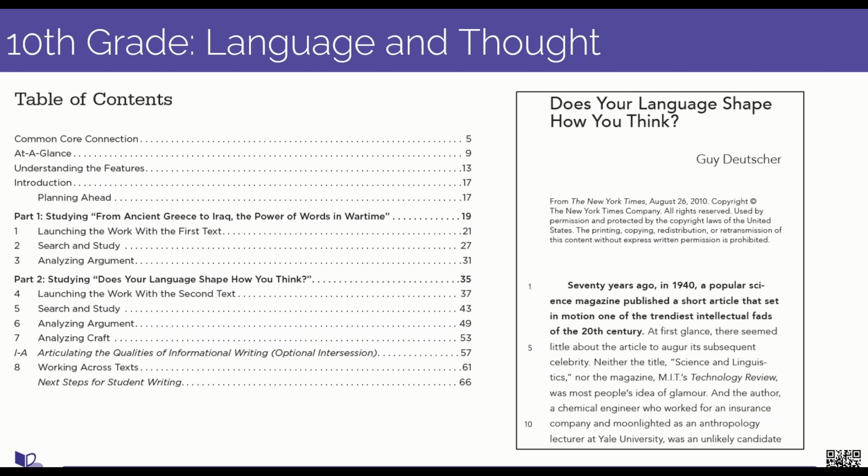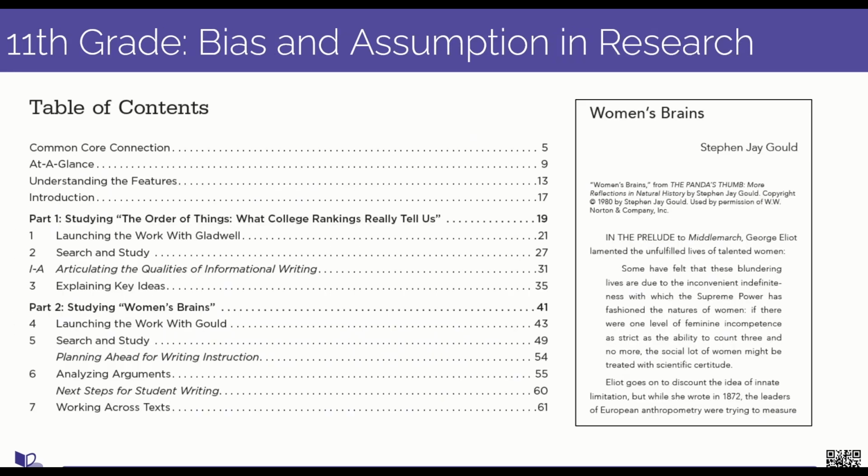I want to touch briefly on the texts in 11th grade, the first of which is by Malcolm Gladwell, The Order of Things, What College Rankings Really Tell Us. Now, I've seen some people take one look at that title or even the author and say, oh, that's never going to work for my students. They couldn't care less about that sort of thing.